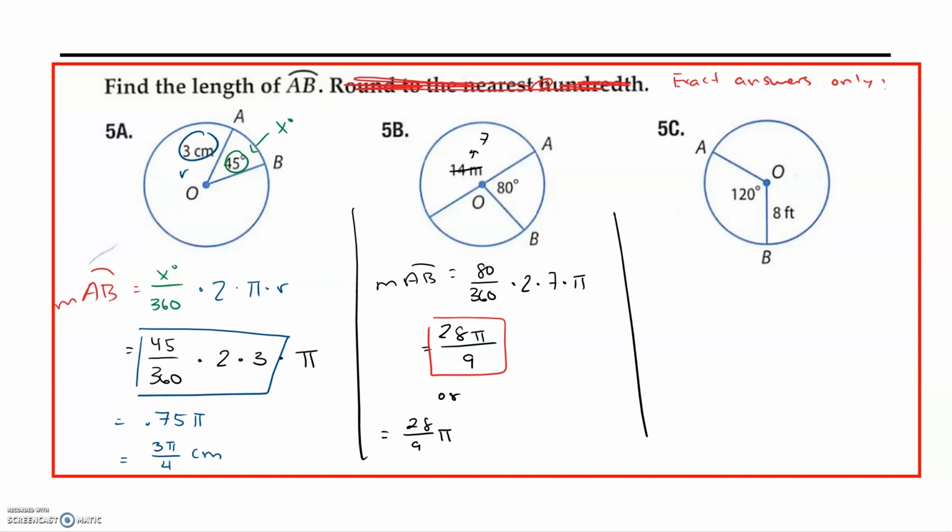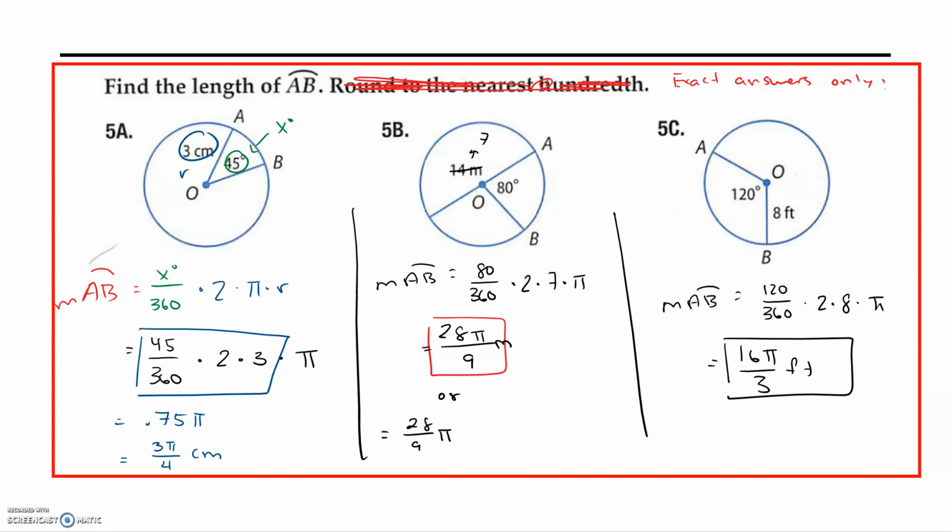And the very last one, find AB. They didn't even make this hard on us. The measure of AB is equal to 120 divided by 360 times 2 times 8 times pi. Put that in your calculator. 120 divided by 360 times 2 times 8. 5.333. Nope. Give me a fraction. You get 16 pi over 3, and this is feet because don't forget, this is technically circumference, so I should put that in meters as well.